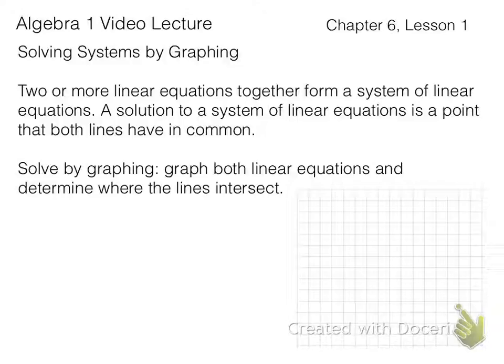Systems of equations, especially systems of linear equations, which we're going to be talking about this chapter, are groups of linear equations. Two or more linear equations together form a system. One linear equation on its own is just a linear equation. But when you say, hey, these two linear equations go together, we call them a system. All right? A solution to a system of linear equations is a point that both lines have in common. Basically, it's where the two lines intersect.